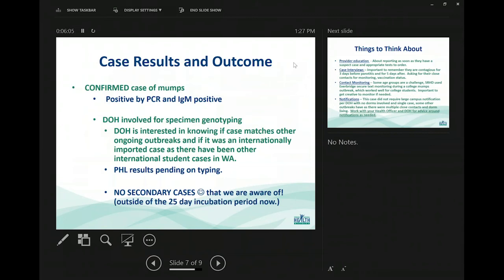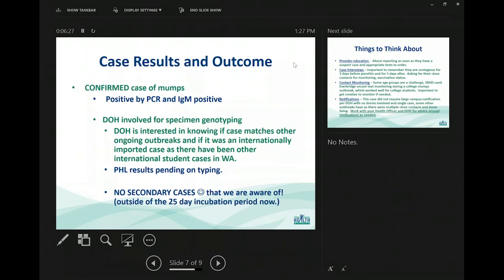It was a confirmed case of mumps by positive PCR and IgM positive. Department of Health was involved for specimen genotyping, and Department of Health is interested in knowing if the case matches any other ongoing outbreaks and whether or not it was internationally imported, as there have been other international student cases in Washington this past year.